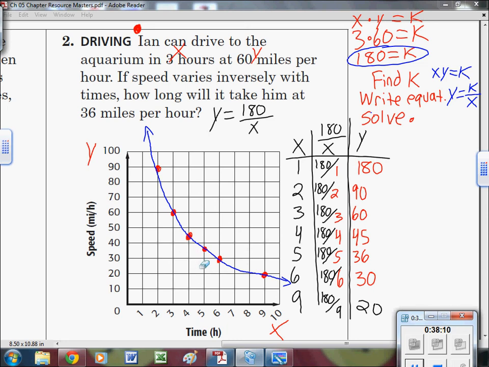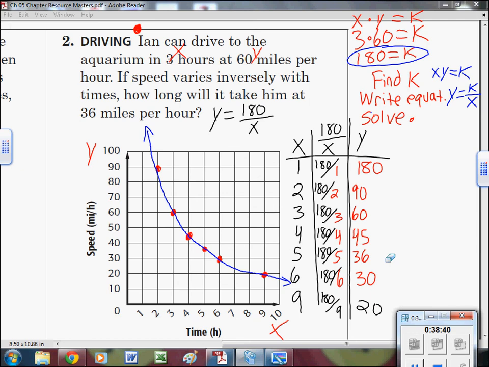And now to answer the question, how long will it take them at 36 miles per hour? Well, 36 miles per hour, it's somewhere in here. Which means it looks like it's somewhere around here. But if we actually look, wait a minute, we actually had 36 miles per hour as one of our outputs. So if our goal is 36 miles per hour, it says how long is it going to take us? It's going to take us 5 hours on the dot. So if you follow the graph, it looks like it's close to 5 hours. But if you look at your input-output table, it's exactly going to be 5 hours. So that worked out pretty good.